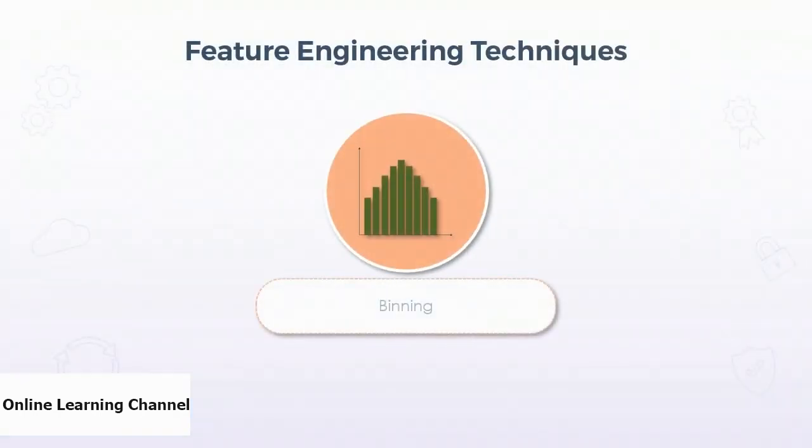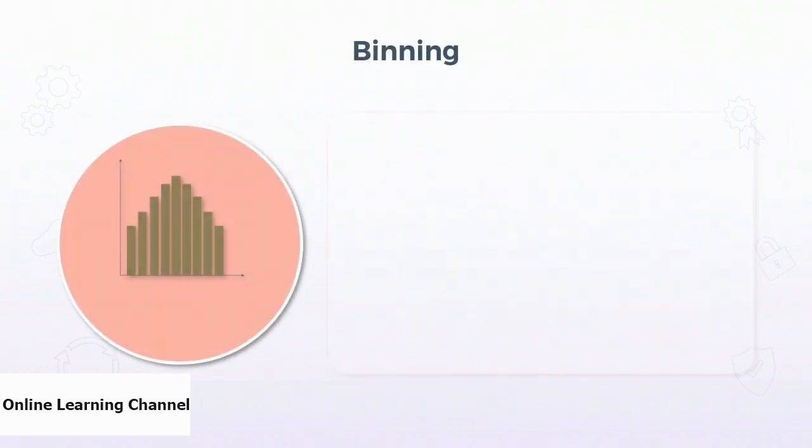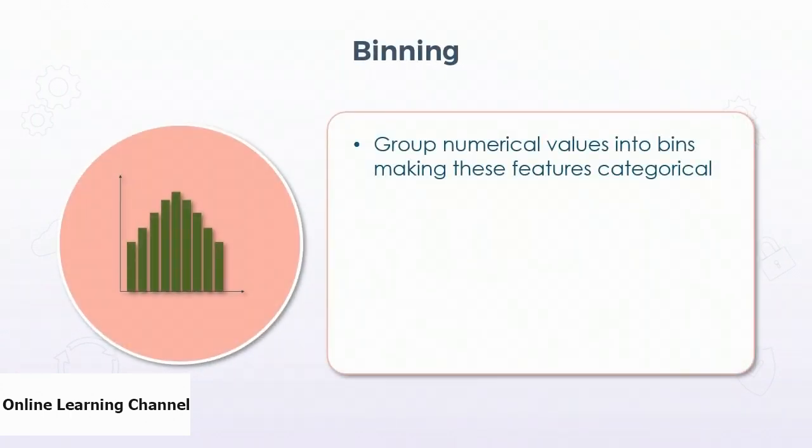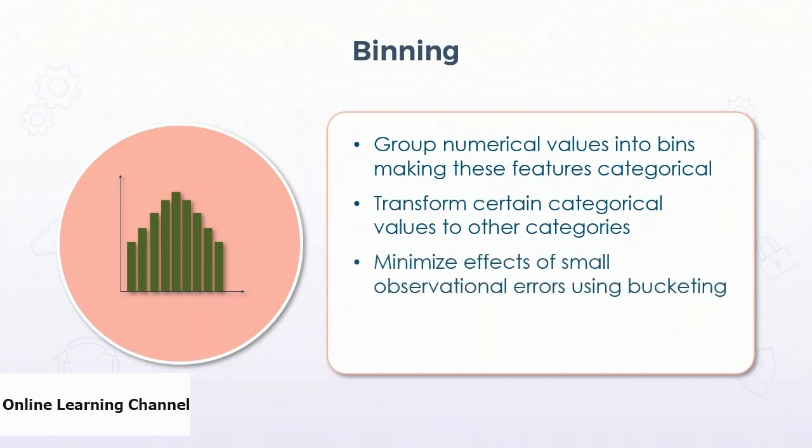In this video, we will learn about another feature engineering technique called binning, which is a process of transforming numerical values into categorical counterparts. In binning, different values are grouped into bins, thereby converting numerical features to categorical ones. Binning can also be used to transform categorical values to other categories. Data binning is also called bucketing, and it minimizes the effects of small observation errors in the data.